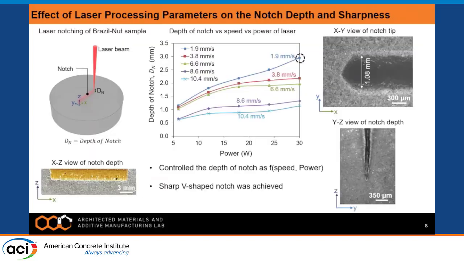So the effect of the laser parameters can be seen versus the speed and the power in this plot. As you can see, as we increase the power, we can actually tune the depth of the notch. The same thing can be done by reducing the speed of the laser. With the 30-watt laser setup, we were able to get a depth of 3 millimeters in these cementitious materials. The microscopic pictures of the two views also show that the notch was quite sharp. So that was the problem that we tried to solve, the first question that I proposed.